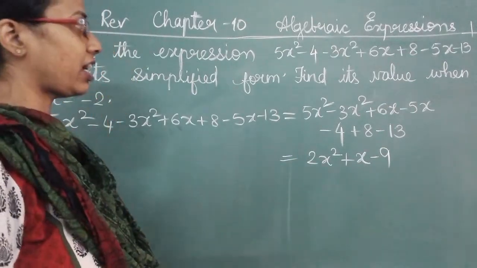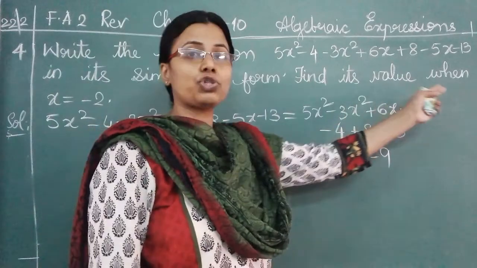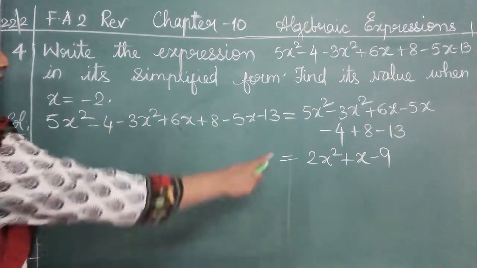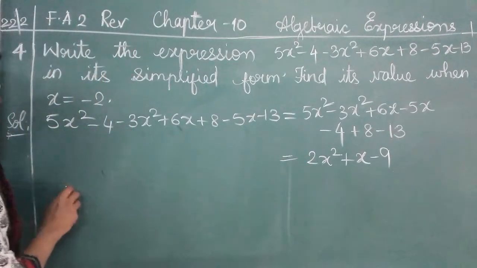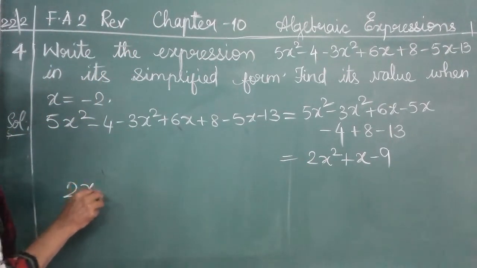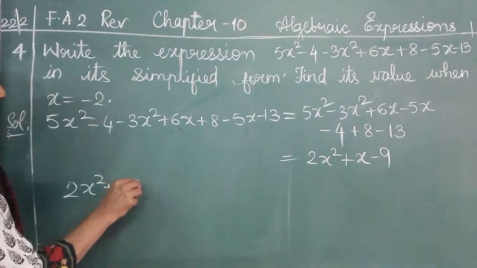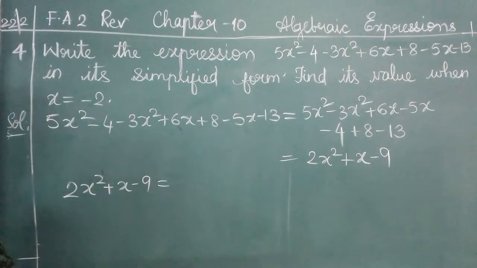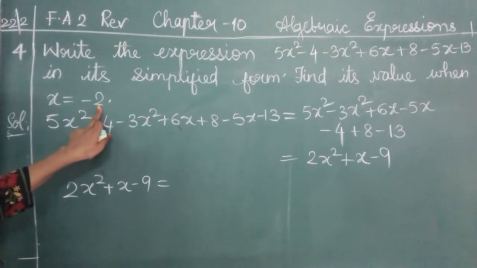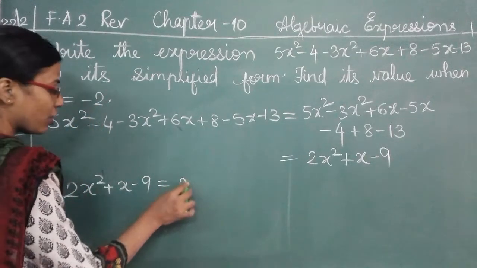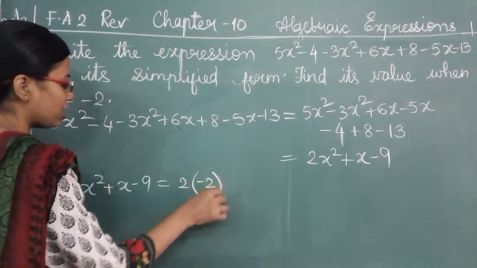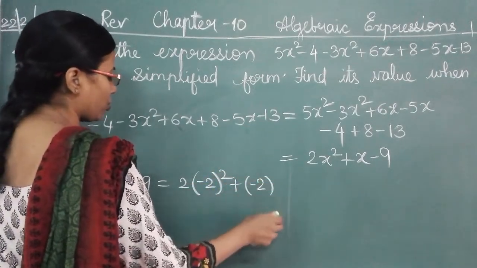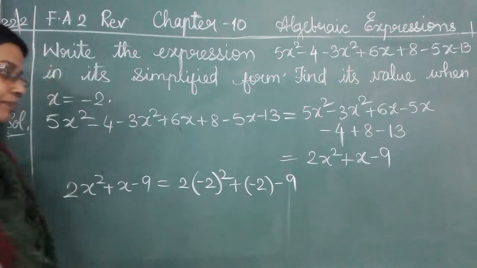Now we have to do the second part, which is to find its value when x is equal to minus 2. So now we are going to copy the simplest form, which is 2x square plus x minus 9. In this part we are going to take the value of x as minus 2. Let's substitute. So 2 into minus 2 whole square plus minus 2 minus 9.